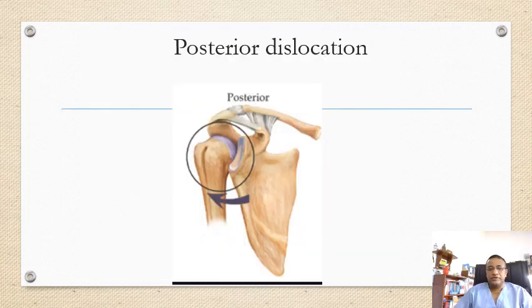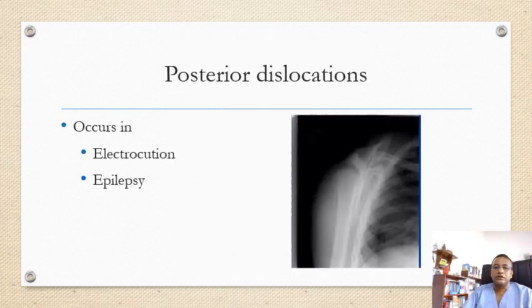The next type is posterior dislocations. It is rare. It occurs with electrocution, epileptic fits. Here humeral head goes posteriorly. You can see the glenoid rim anteriorly because head has gone backward. This is called posterior dislocation. I also already told these things. It occurs in electrocution and epileptic fits.